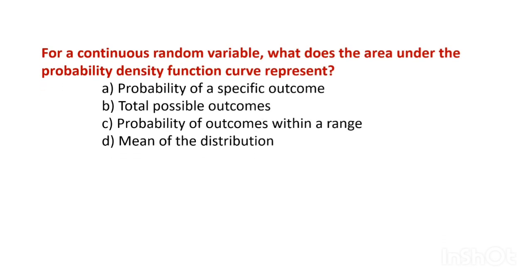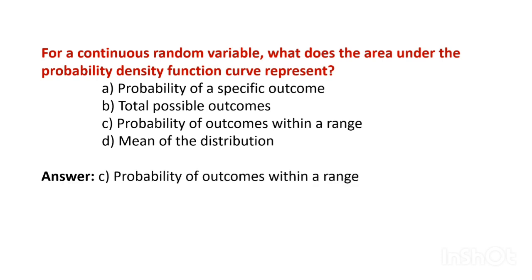For a continuous random variable, what does the area under the probability density function curve represent? The area under the probability density function curve between 2 points represents the probability that the random variable takes a value within that range, so the correct answer is option C, that is the probability of outcomes within a range.